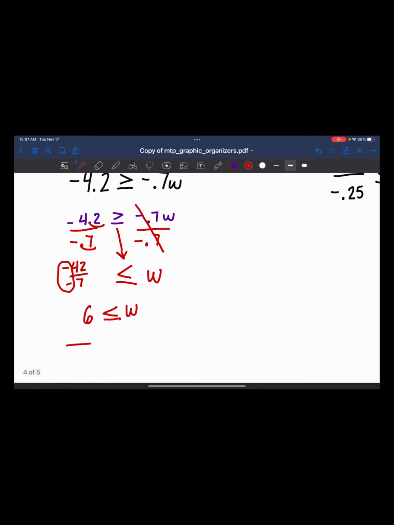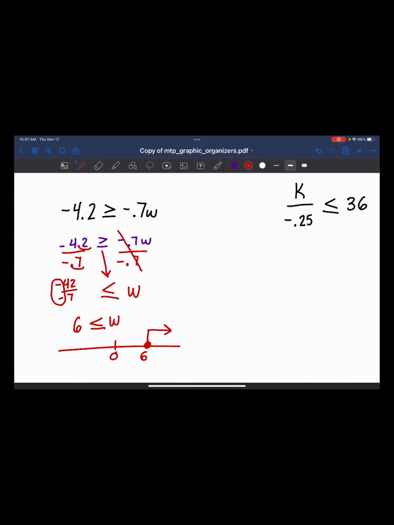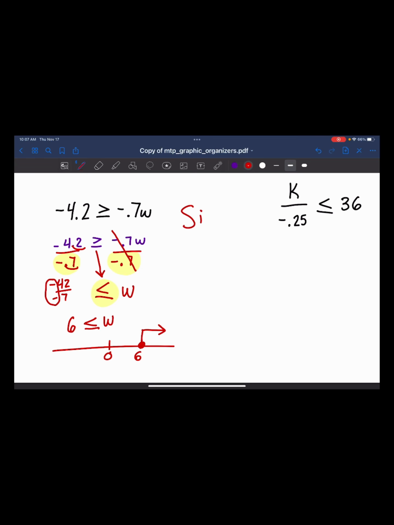And now we can graph it. It'll be a closed circle because it is an or equal to problem. And read it from the variable. w is bigger. Okay, so go to 6. w is anything bigger, so it's that way. Grab that highlighter. Let's highlight the things that made the sign flip. It was when we multiplied by -0.7 to both sides. And that's what made the sign flip. You have to be so aware at all times if you are multiplying or dividing by negatives.